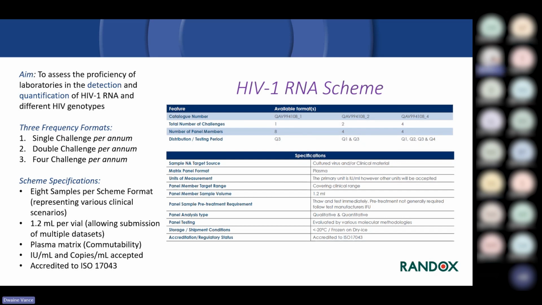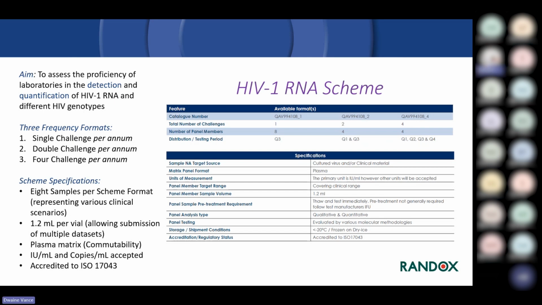And finally, it exists as a 4 challenge program, where 4 challenges are sent out 4 times per year. There is a distribution in Q1, Q2, Q3, and Q4.